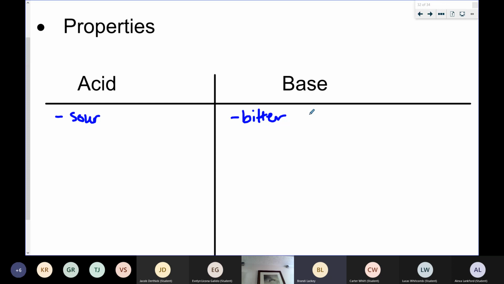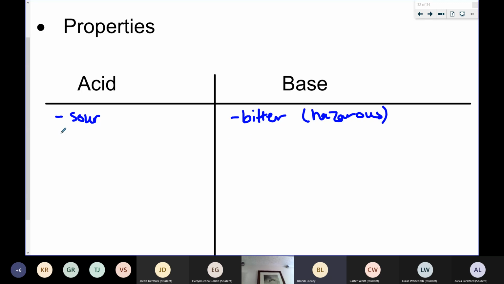So these would be things like milk, which is slightly basic. Dark chocolate is basic. So that's where dark chocolate can have that bitter taste. Most bases are hazardous to taste. So remember, a lot of times our cleaners and stuff will be basic. Well, we don't want to taste those.